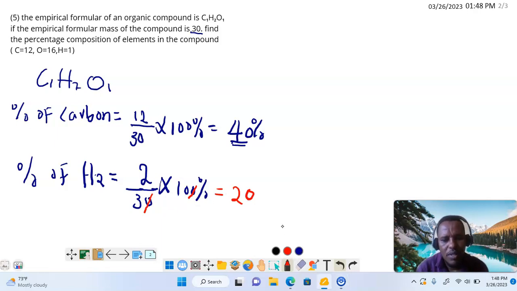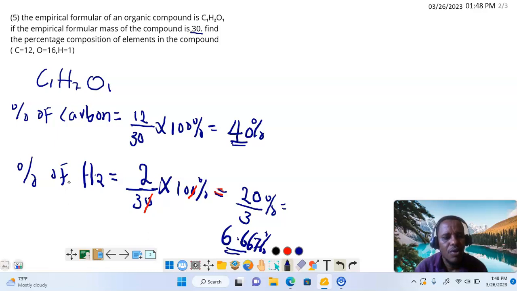Sorry, let me change my pen. This one I was supposed to use only for the cancellation. So we have 2 times 10, which is 20, all over the lower part, 3. When you divide 20 by 3, you get 6.666 recurring. You can say 7%. So this is the percentage of hydrogen.